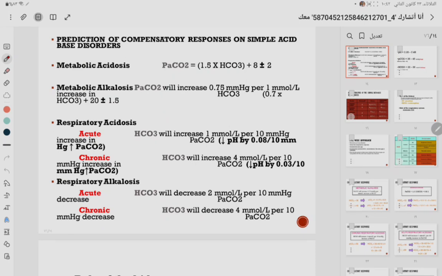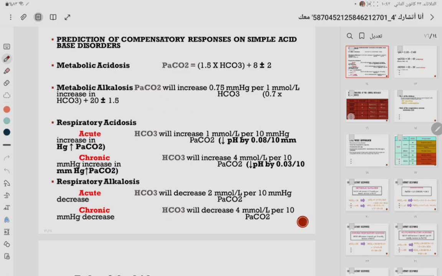In metabolic alkalosis, the PCO2 will increase by 0.75 millimeter mercury for each 1 millimole increase in bicarb. So each bicarb increase of 1 millimole, the CO2 will increase by 0.75 millimeter mercury, and this is the equation. In metabolic alkalosis, the predicted PCO2 will be 0.7 multiplied by the bicarb plus 20, plus or minus 1.5. And we'll have examples in the next couple of slides. Just wait. Respiratory acidosis, acute.